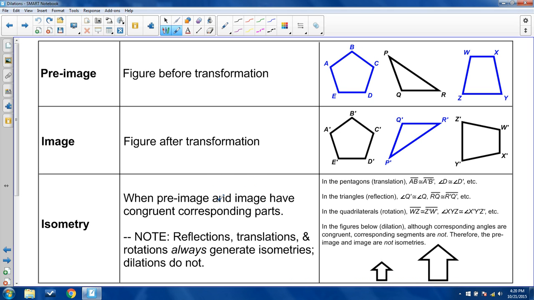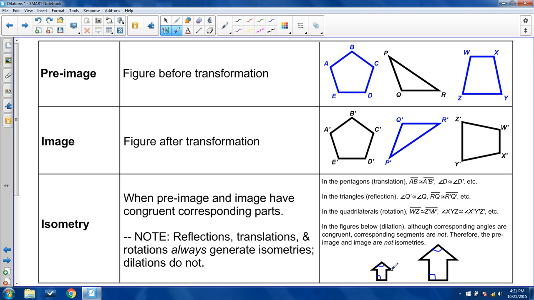Now, all of these generate isometries. One of the transformations that does not is dilations, and that's what we're going to be looking at here. So if you take a look at those pentagons, isometries, triangles, isometries, trapezoid, isometries, in this figure below with the two arrows, although corresponding angles are congruent, corresponding segments are not. So if we take a look at this top angle here and this top angle here, they're the same angle measure. Let's say they were 100 degrees or whatever, right? And these are even right angles here, congruent angles, but the segments now are different. Okay, so they don't generate isometries.